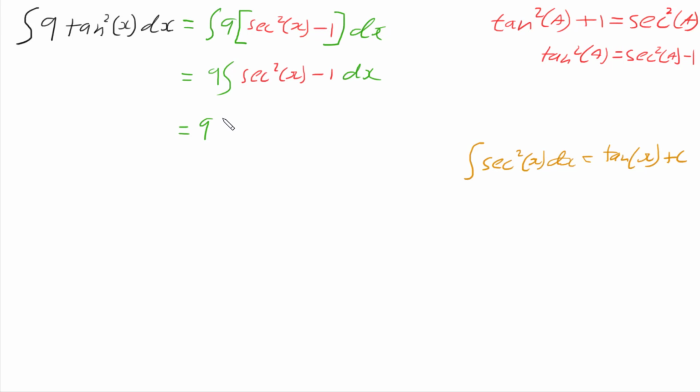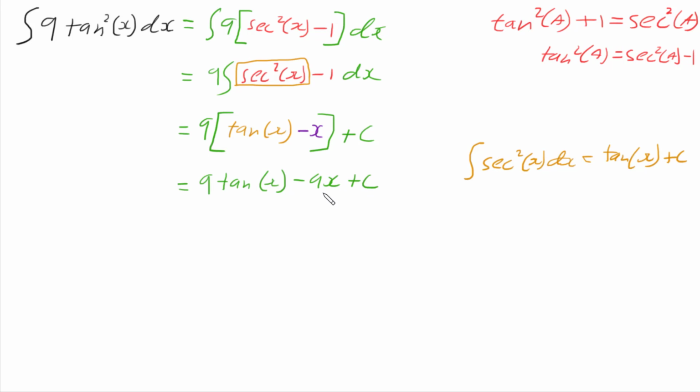So now we can perform this integral. I'm going to have 9 times the result of my integration. We're going to start off with our secant squared of x because it's going to turn into tan x. So secant squared becomes tan x. And the minus 1, well, the integral of 1 is just x. So we have 9 times tan x minus x plus c. And then multiplying that 9 in, we get 9 tan x minus 9x plus c.